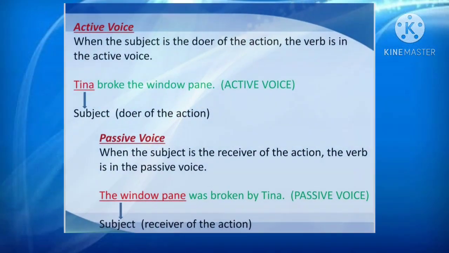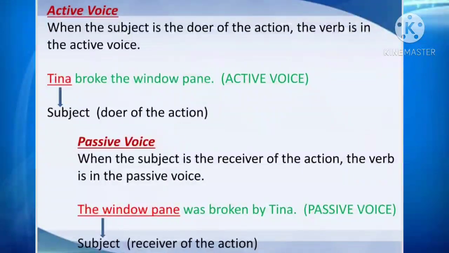Now let us check the examples given there. The first sentence given there is in active voice. Tina broke the window pane. Here, Tina is the subject and Tina is the doer of an action. Tina is doing something. She is doing an action. She broke the window pane, isn't it? So Tina is the subject, and in this sentence, subject is the doer of the action, or subject is doing the action. So it is an active voice.